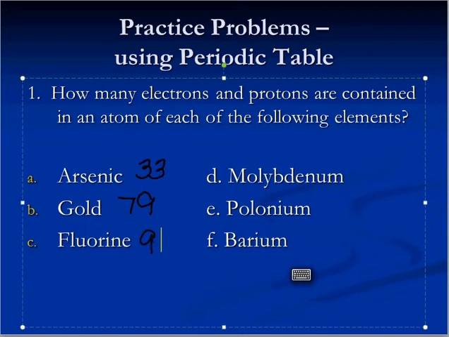Alright, letter D, molybdenum. Its element symbol is Mo. Its atomic number is 42. So protons and electrons are 42.